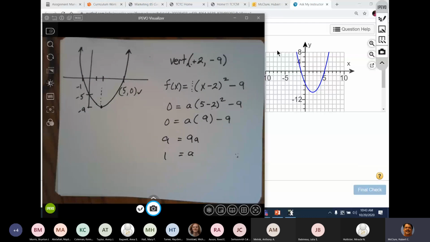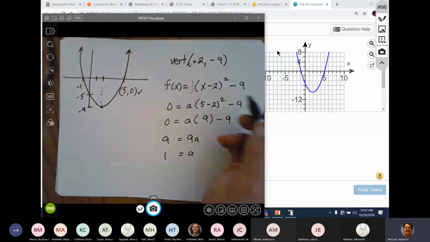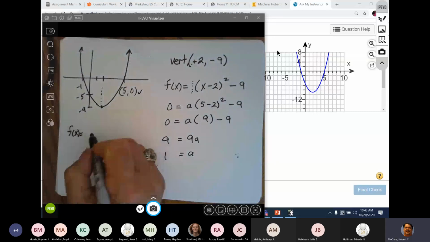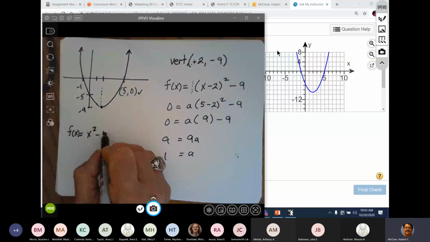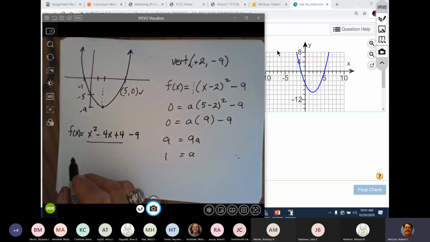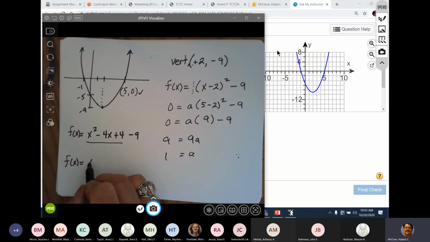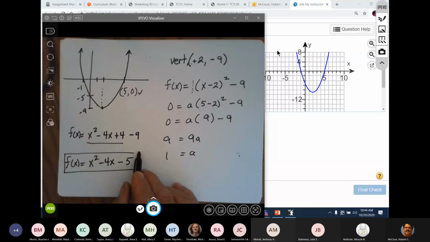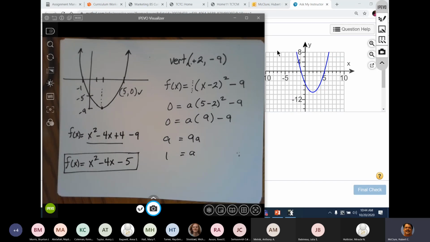So now I'm going to rewrite this, and since that's a 1, I don't have to rewrite it. f of x is equal to x squared minus 4x plus 4 minus 9. That's shortcut number 2, which gives us this. And that's going to be f of x is equal to x squared minus 4x plus 4 minus 9, which is -5. And that is our equation for this blue graph.